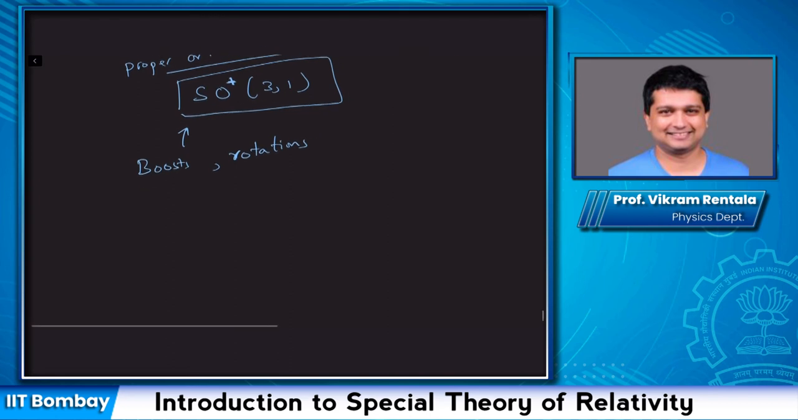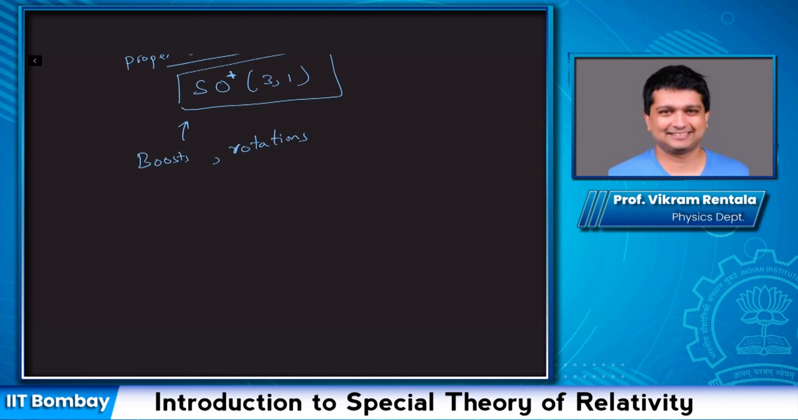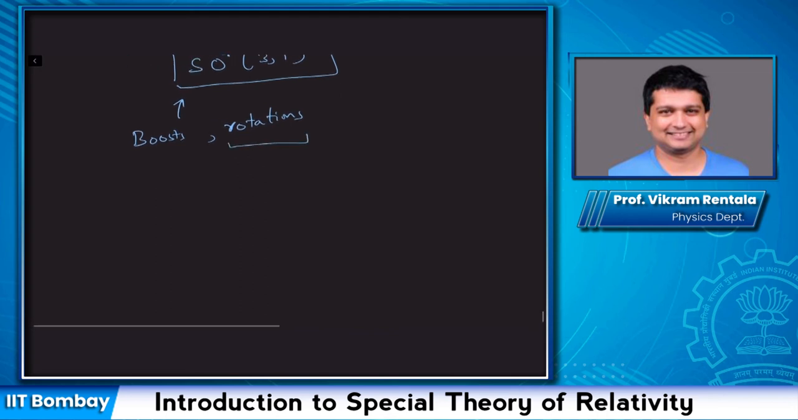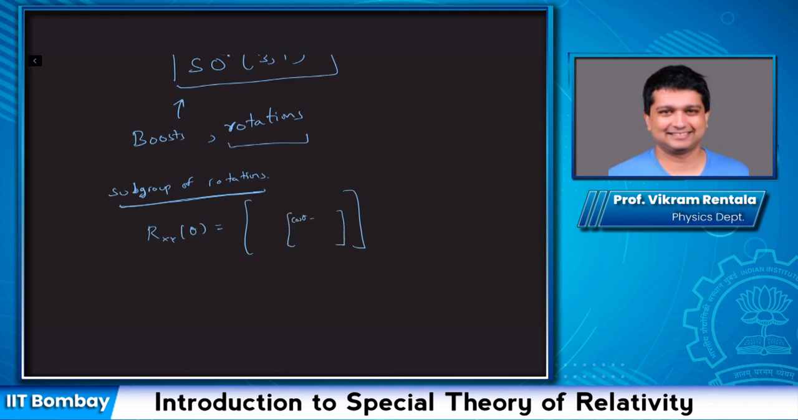Now, something that I'd like to point out here is that if we only take the subgroup of rotations, those transformations essentially look, let's say what we'd written down earlier, something like this. There is some kind of transformation matrix here. Let me just write it down. So this is a rotation in the XY plane. It would look like this.